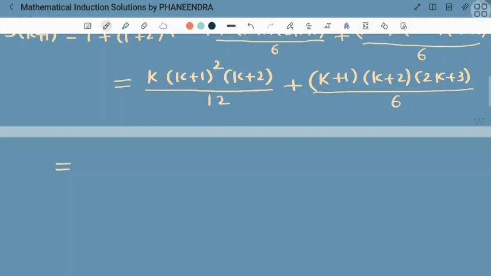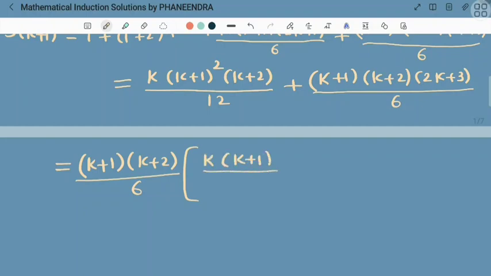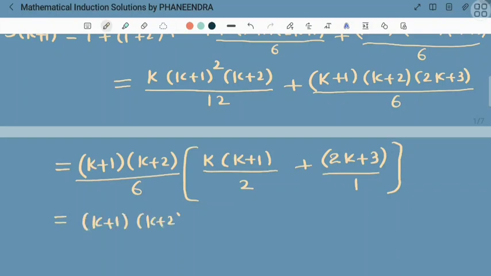So which is equal to, from these two, k plus 1, k plus 2 by 6 I am taking common from both the terms. So k plus 1, k plus 2, if we take out common, the remaining is k into k plus 1 by 2. So here also k plus 1, k plus 2 by 6, if we take out, 2k plus 3 only remaining by 1. Now take LCM, k plus 1 into k plus 2 divided by 6 into 2 is the LCM.